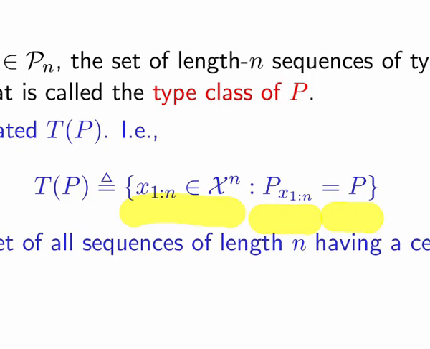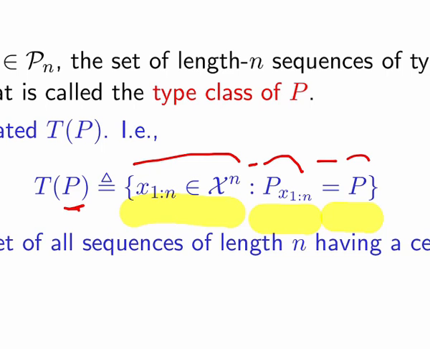Should I say that again? Say it again, yes or no? Yes. So it's all sequences such that the type of that sequence is equal to the given type of this argument here. Okay, so it's just the sequences that have a given type.